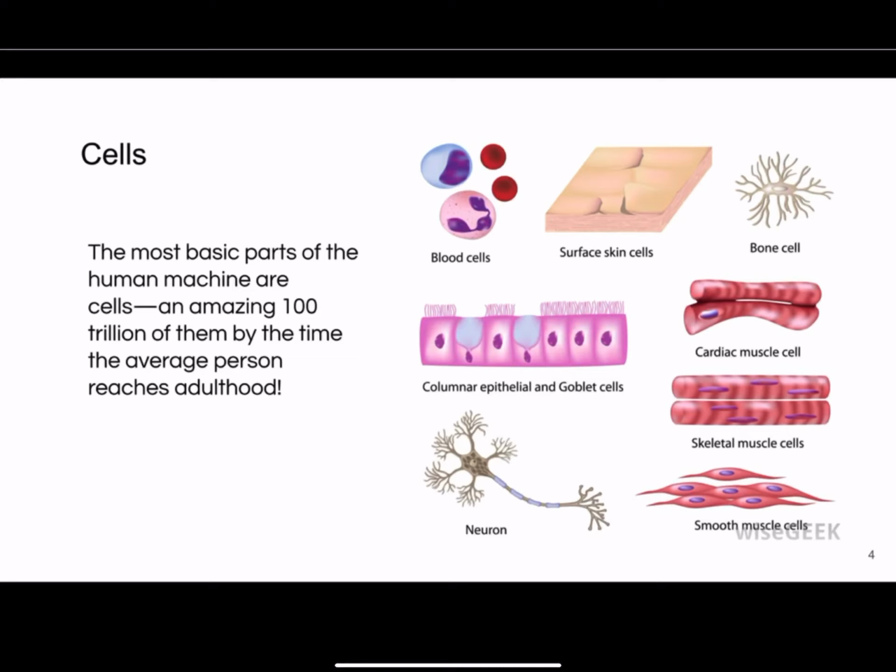Again, we start with a cell. The human body is made up of many different types of cells. We have blood cells, skin cells, bone cells, nerve cells, muscle cells, skeletal, columnar, epithelial, and goblet cells. Those are basically what make up the inner lining of your organs. But again, these are not the limit. There are a lot more different types of cells in our body that make up all the different organs and bones, everything in our whole body.